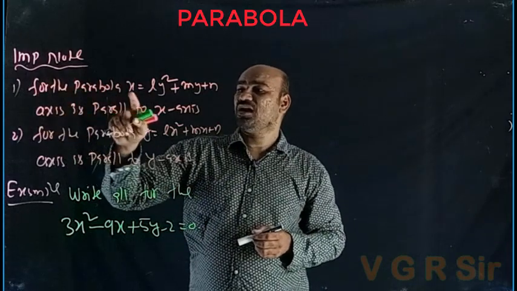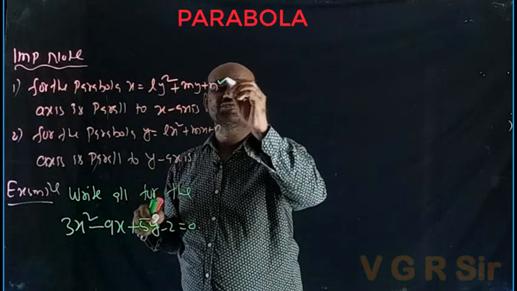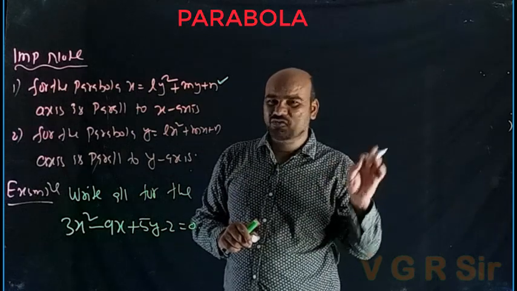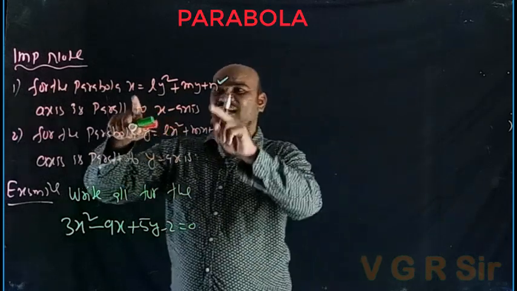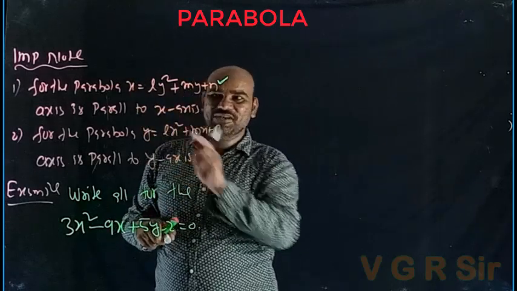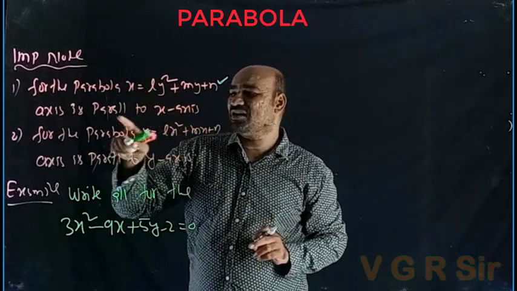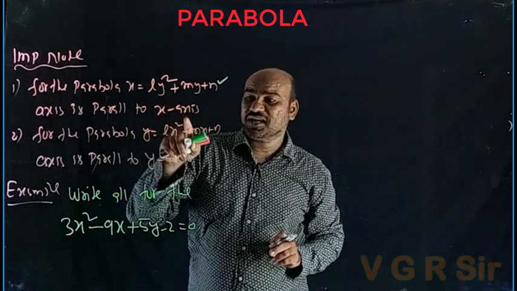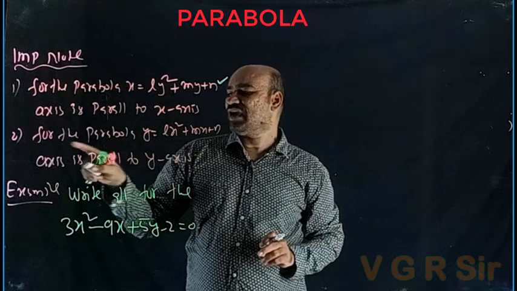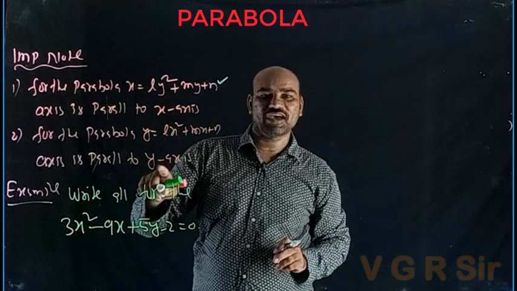For the parabola x equal to ly square plus my plus n, this is shifted type. General standard type means y square equal 4ax, y square equal minus 4ax, x square 4ay, like that. So shifted type: quadratic in y, linear in x, or quadratic in x, linear in y. Quadratic in y, linear in x means the axis is parallel to the x-axis. Quadratic in x, linear in y, for that parabola the axis is parallel to the y-axis. Should remember, x equal to x-axis, y equal to y-axis.